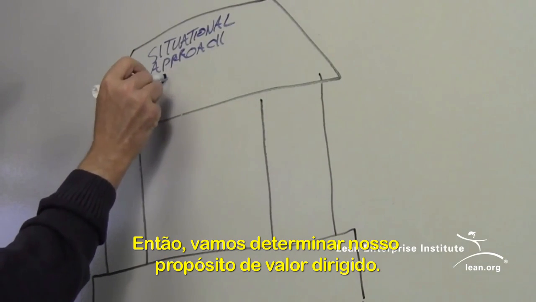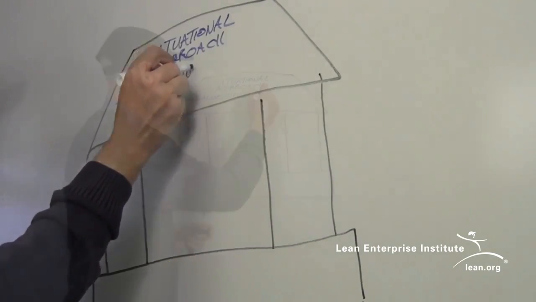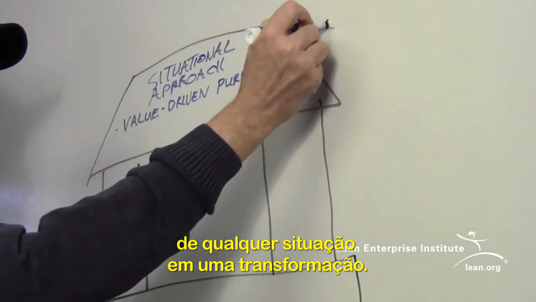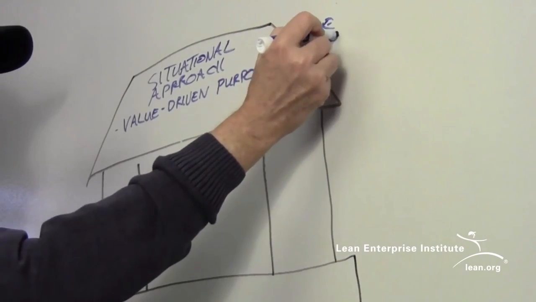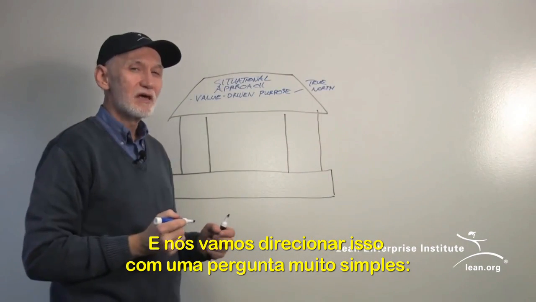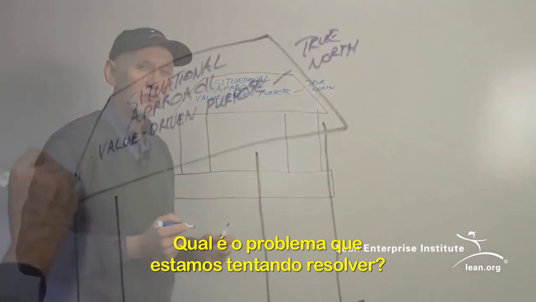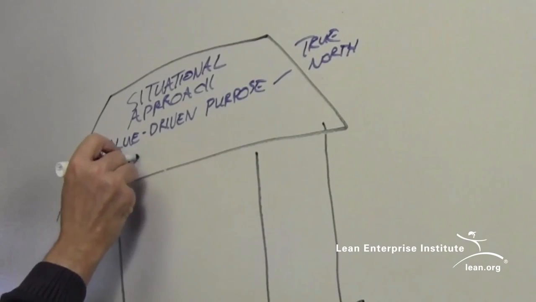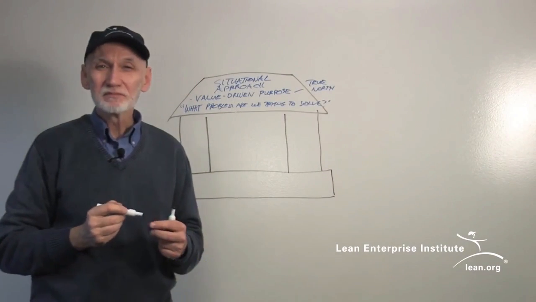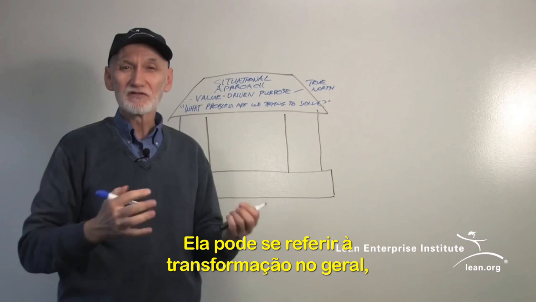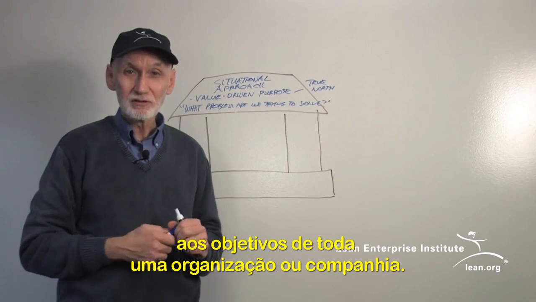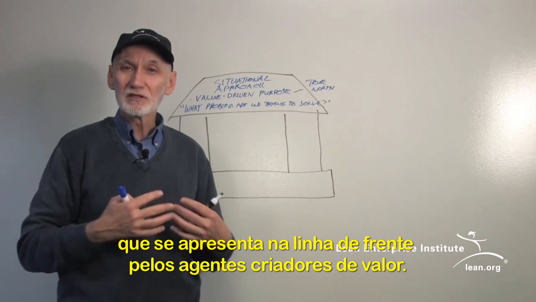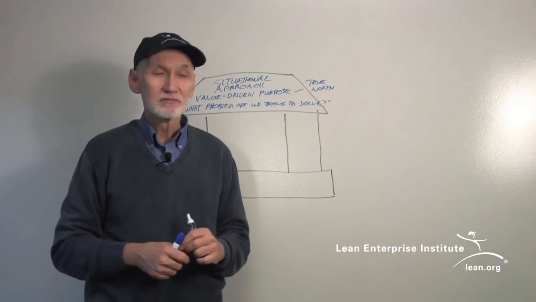So we're going to determine our value-driven purpose, which you could also refer to as the true north of any situation in a transformation. And ordinarily we'll address that with a very simple question, which is simply, what problem is it that we're trying to solve? The nice thing about that question is it's fractal. It can refer to the overall transformation, the objectives of an entire organization, a company, or it can refer to the detailed work that takes place in the front lines by the value-creating workers.